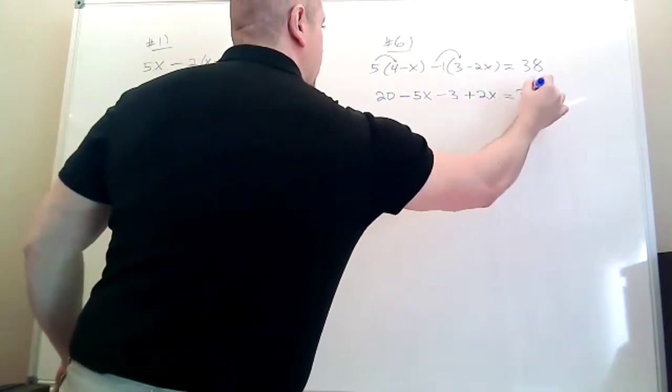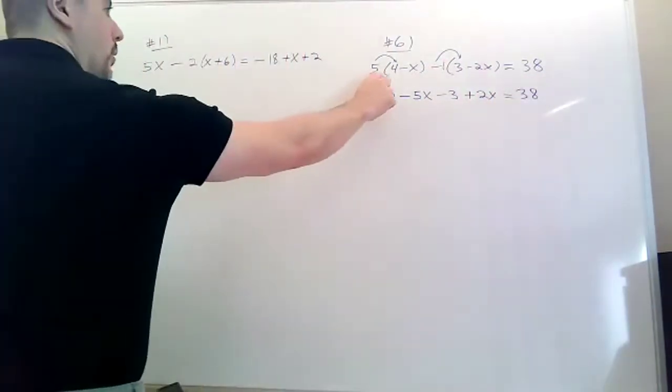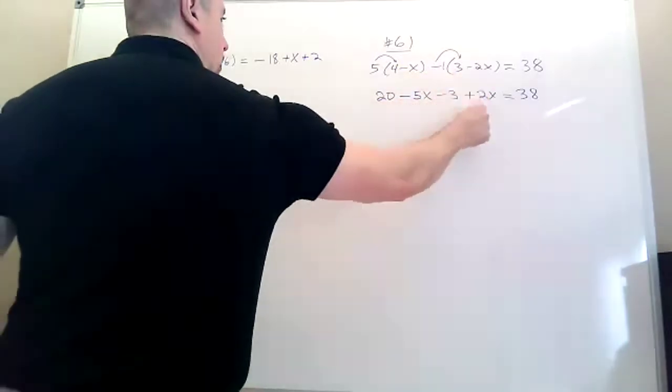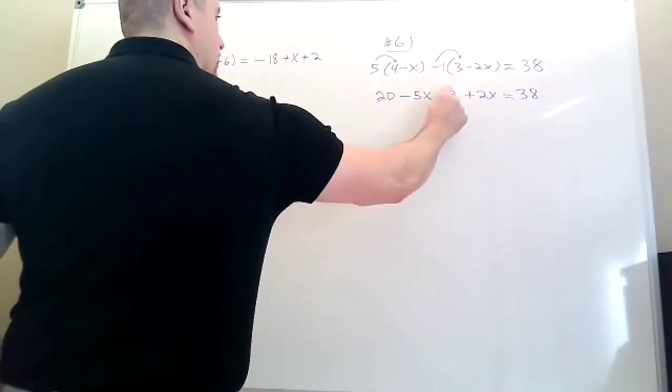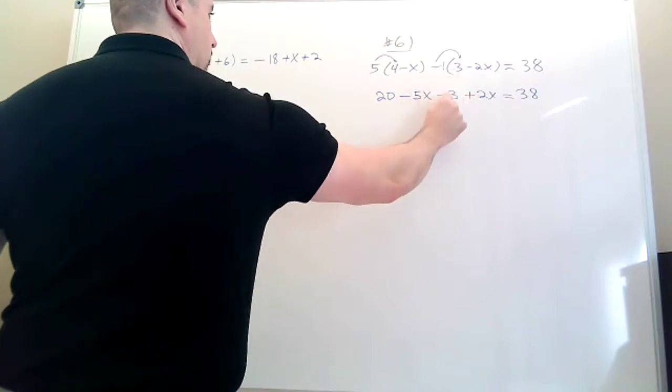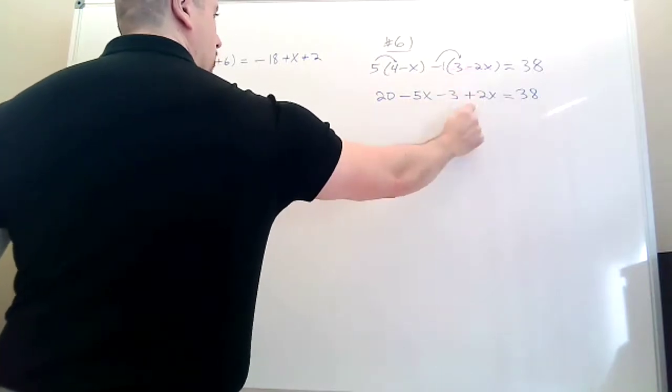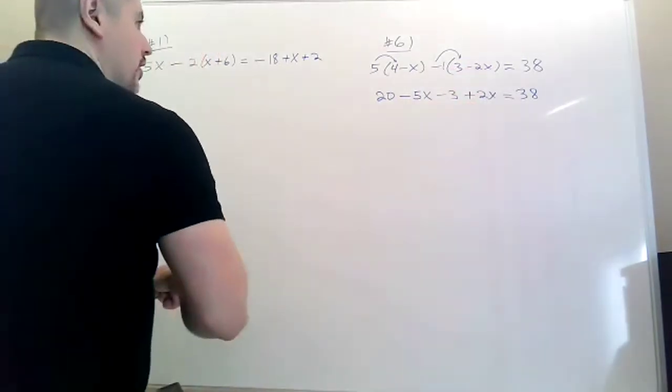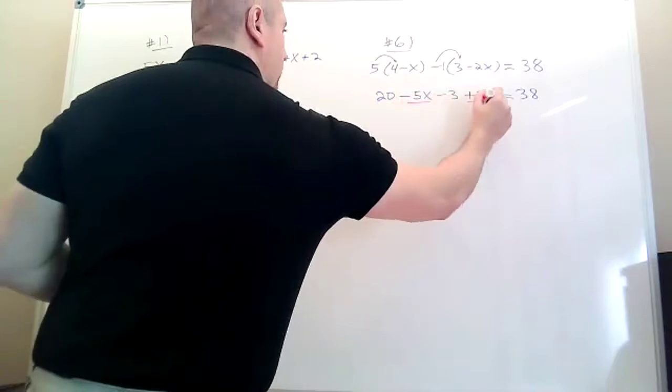All that equals 38. All right, distribute. Boom, boom. Boom, boom. Here you have a sign switch because you're multiplying by a negative. So it switches. That was plus, becomes minus. That was minus, it becomes plus. Now, put together the things that look the same.